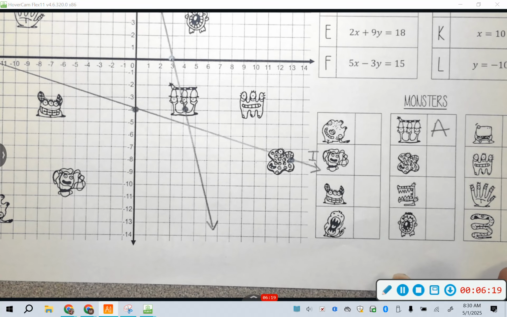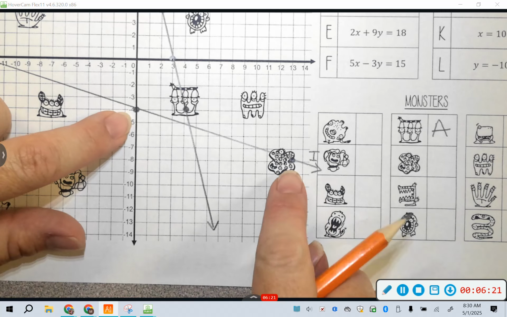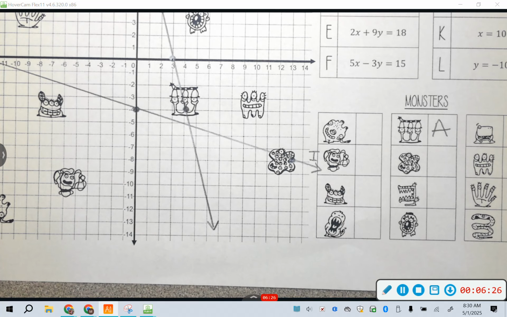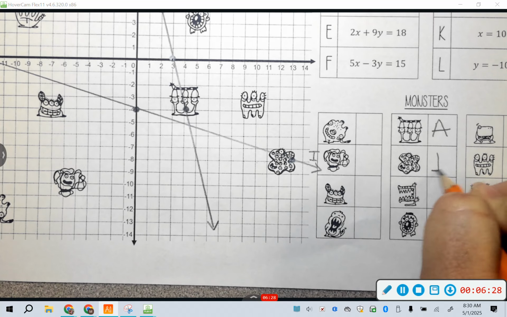Wait, what's the other point? This one and this one. So down 4, right 13. So it goes through my little splatter guy. So this is I.